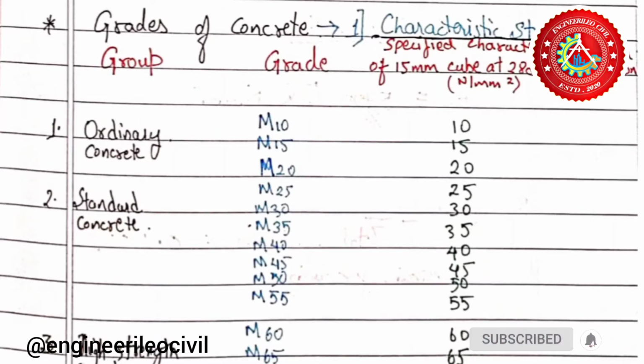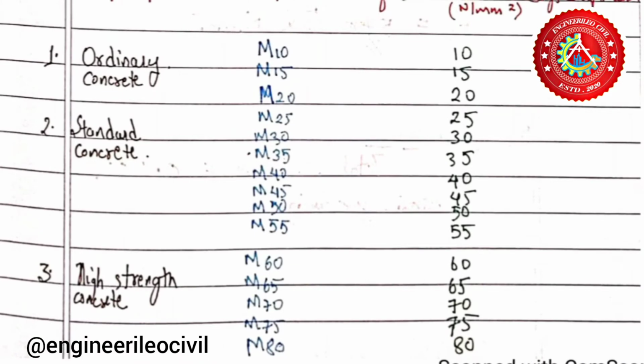There are different aspects to measure the grades of concrete. First is the characteristic strength, second is increase in strength with age, tensile strength of concrete, shrinkage, elastic deformation, creep of concrete, and so on, and we will discuss it one by one. The first is characteristic strength or grades of concrete.